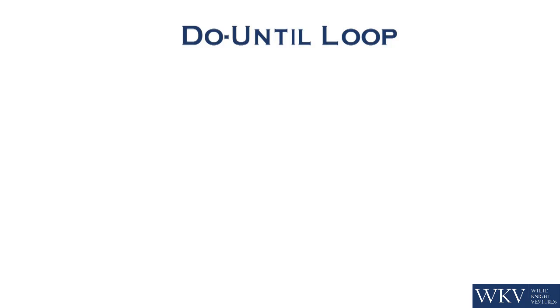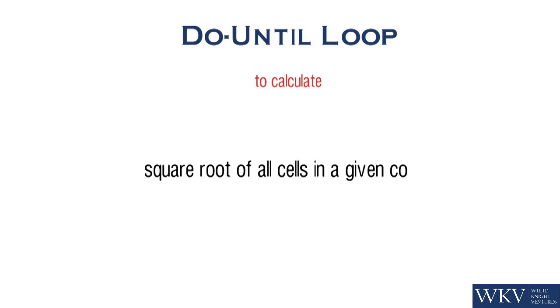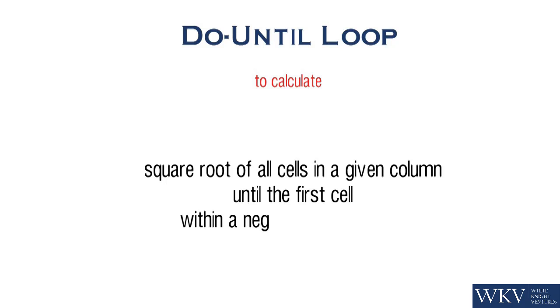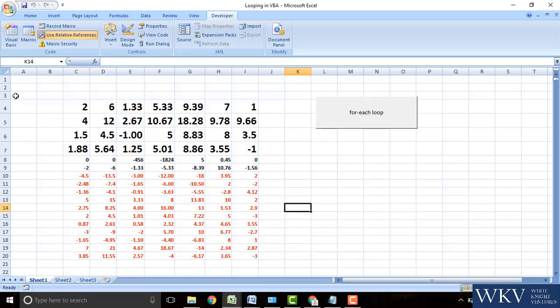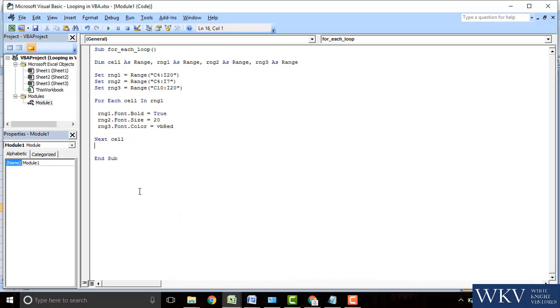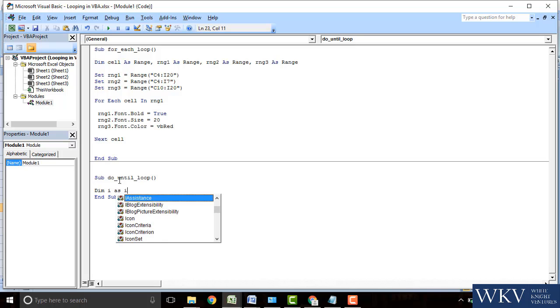Let us understand the do until loop to calculate the square root of all the cells in a given column until the first cell with a negative value occurs. Go to the Visual Basic editor. Let us start writing a new macro for this loop. Let us name it do until loop. We will define a variable I as an integer by writing dim I as an integer and initialize the value of I as 1.